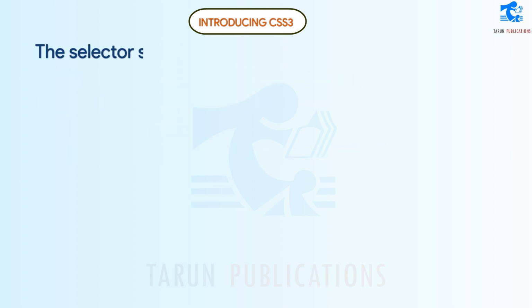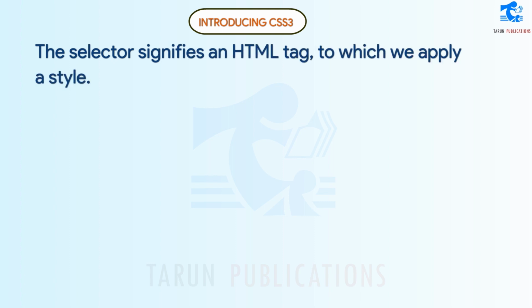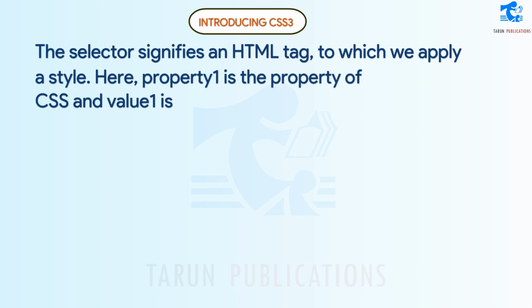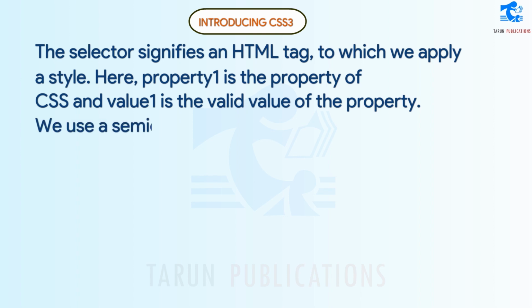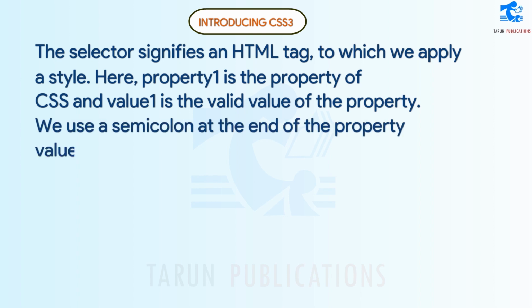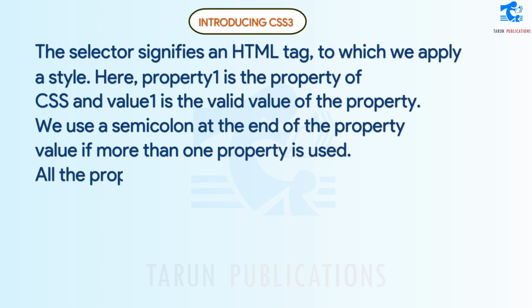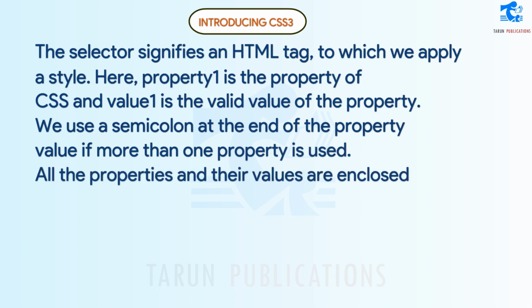The selector signifies an HTML tag, to which we apply a style. Here, property 1 is the property of CSS, and value 1 is the valid value of the property. We use a semicolon at the end of the property value if more than one property is used. All the properties and their values are enclosed within the curly brackets.